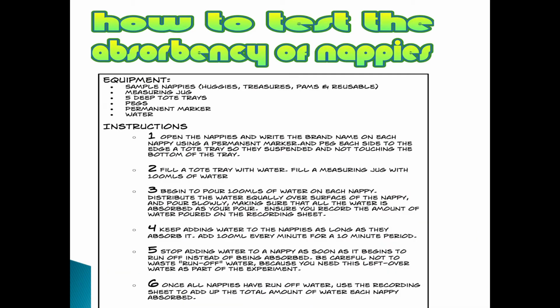So I'm not going to read this whole thing for you. You can pause the video here. This was just another little example, how to test the absorbency of nappies, which I assume are some type of drink, something. Huggies, Treasures, Pams, and Reusable. If you read this, this is just a way to write out your experimental procedure, and you can see how accurate they are about it. I could go and recreate this. You could all go and do this without even, I don't even know what nappies are, but I'm sure I could figure it out based on this. So pause this, just take note of this, and try and model yours off of this.